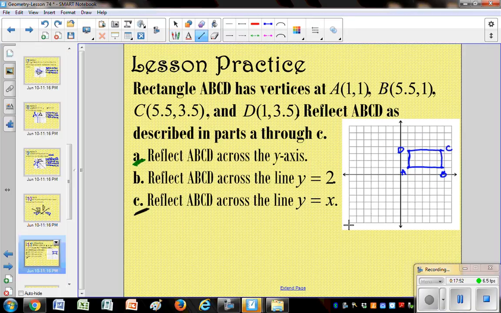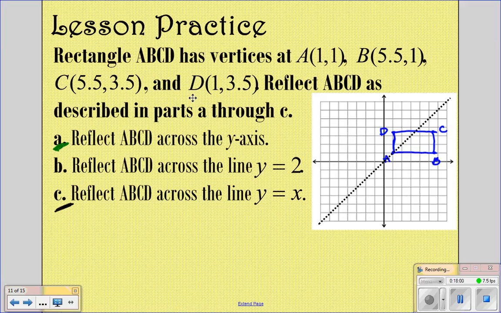So the line y equals x has a slope of 1, and it's going through the origin. Okay? And now, if you notice, A is on the line, so it actually stays. A prime is in the same location.